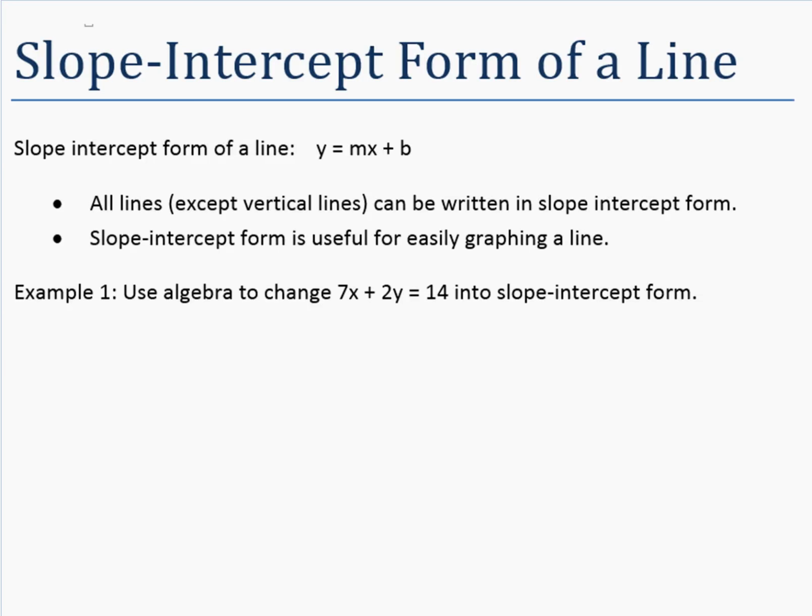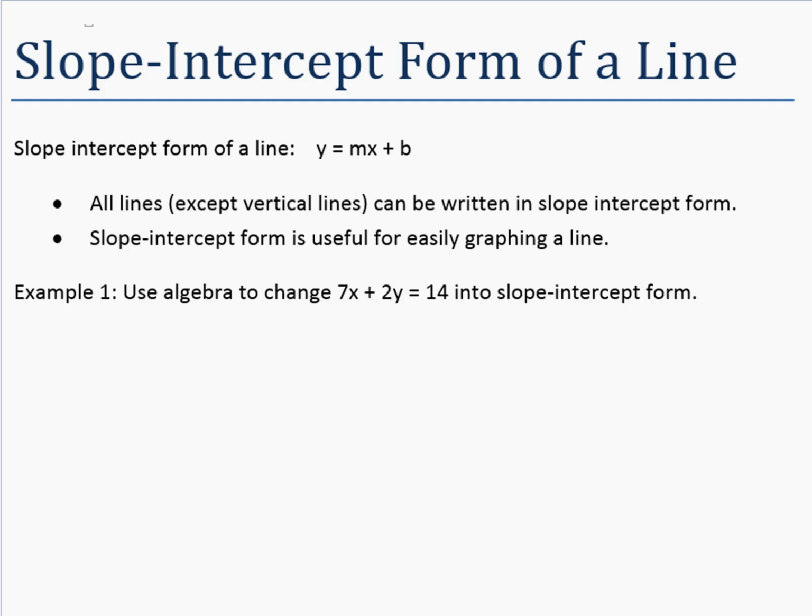Slope-intercept form of a line. This is a form of a line that's going to be very helpful, especially in graphing, and so we write a lot of our lines in this form. We also write it in this form because it's in the form of a function also, since it's y equals, or we could have f of x equals.